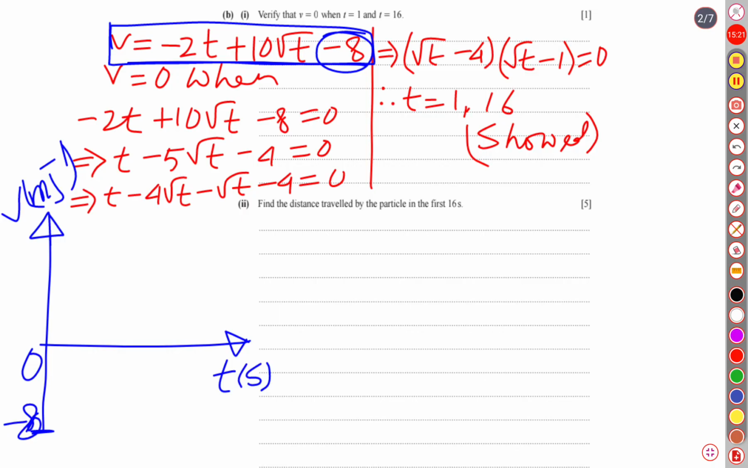After that, we have proven one more value: at 1 second and 16 seconds, the particle was actually at rest, because v was 0 when time was 1 second and 16 seconds. So let it be 1 second over here, that is time is 1 second, and this is 16 seconds. Okay, so let it be written 1 over here, 1 over here and 16 over here.